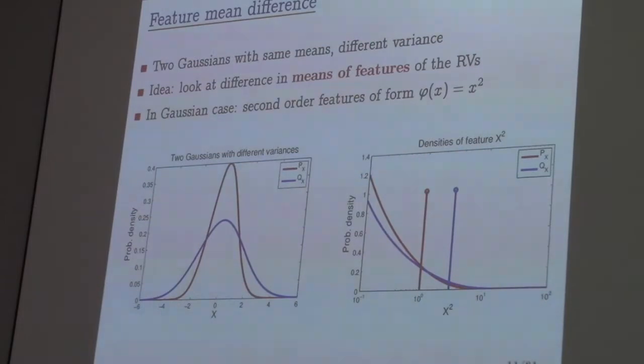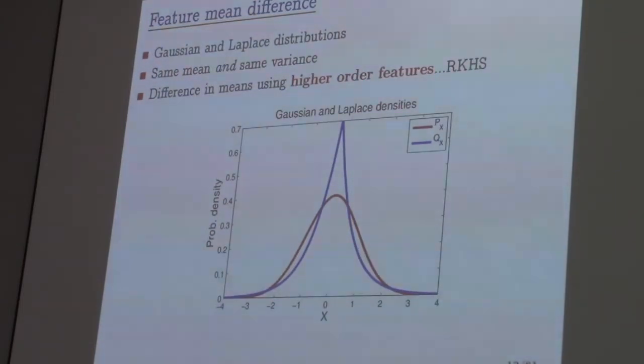The means, of course, are now different. So I could make a statistical test based on these expected features. All right, so now what happens if I have two distributions and they have the same mean and the same variance? Well, in this case, if I use the feature from my previous slide, I would be in trouble.